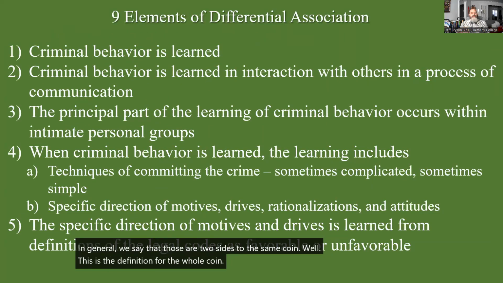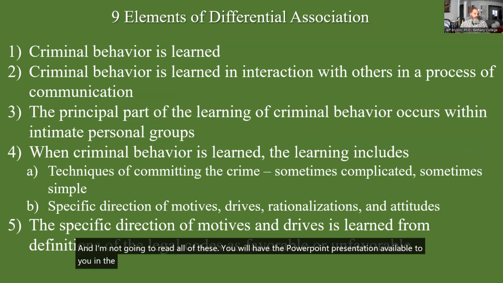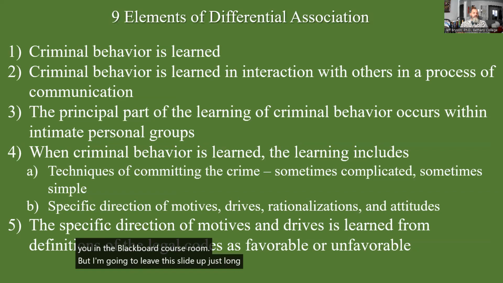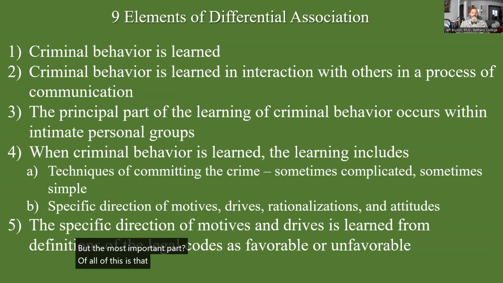So there are 9 elements of differential association. And I'm not going to read all of these. You will have the PowerPoint presentation available to you in the Blackboard course room. But I'm going to leave this slide up just long enough for you to read it on the screen. But the most important part of all of this is that criminal behavior is learned in interaction with others in a process of communication.